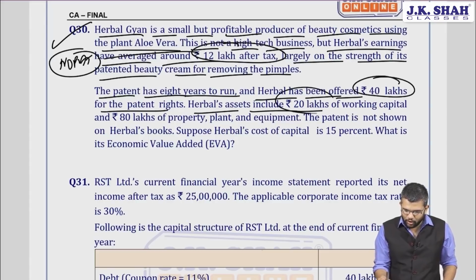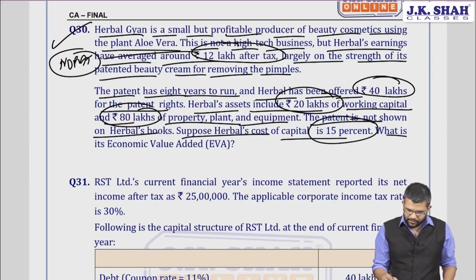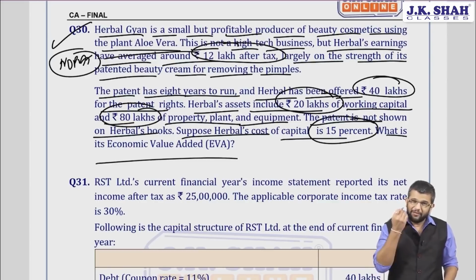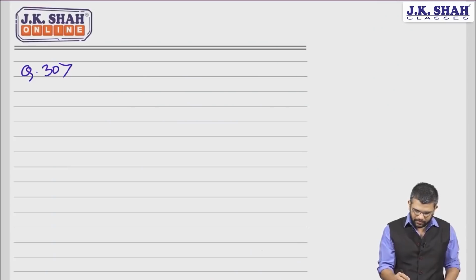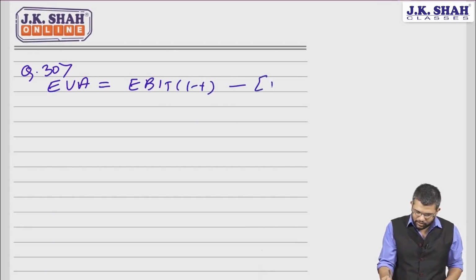Herbal's assets include 20 lakhs of working capital and 80 lakhs of property, plant and equipment. The patent is not shown on Herbal's books. Suppose Herbal's cost of capital is 15%. What is the economic value added? Very simple question, students. Tell me, what is the formula of EVA? EVA formula, children, is EBIT post-tax minus total capital employed into WACC.